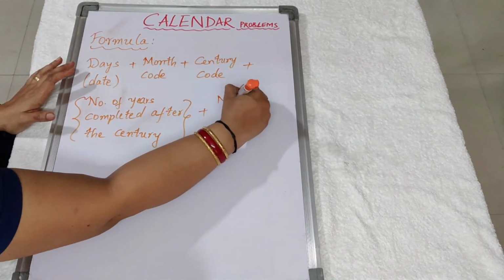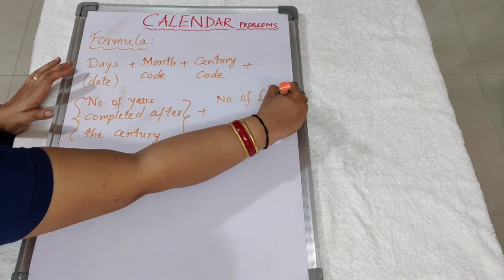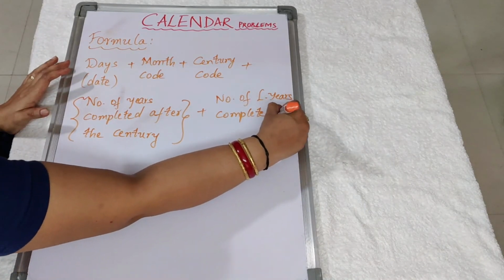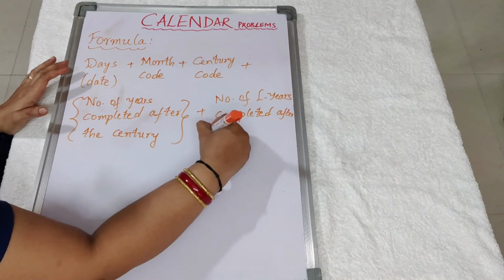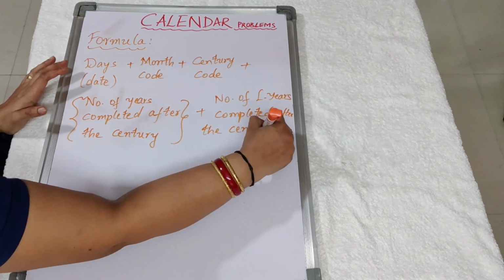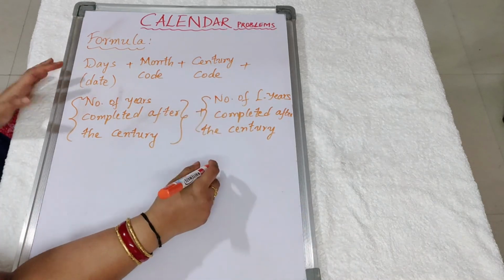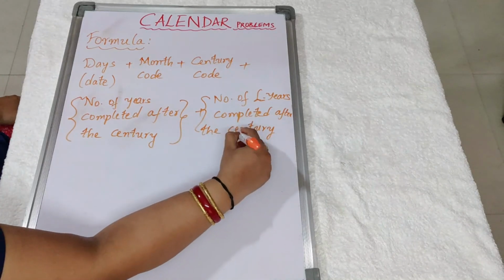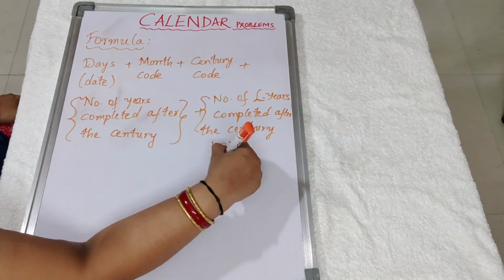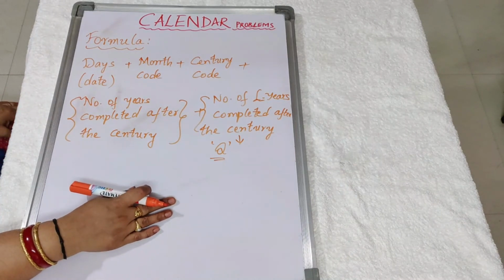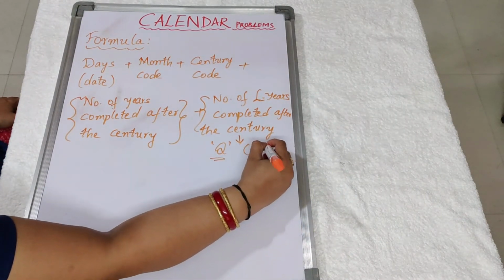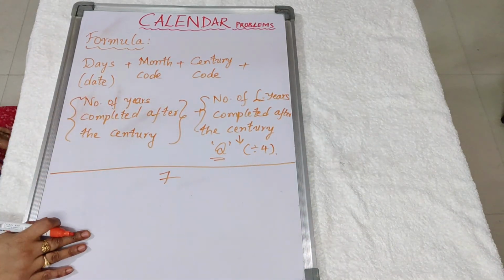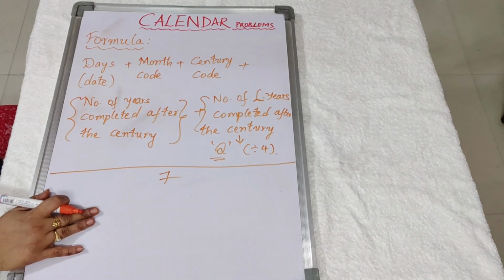And number of leap years completed after the century. So what do we take here? Number of leap years. And for this, what do we do? Here we take only the quotient in the division when we divide it by 4. And this entire thing divided by 7 will give us the day.